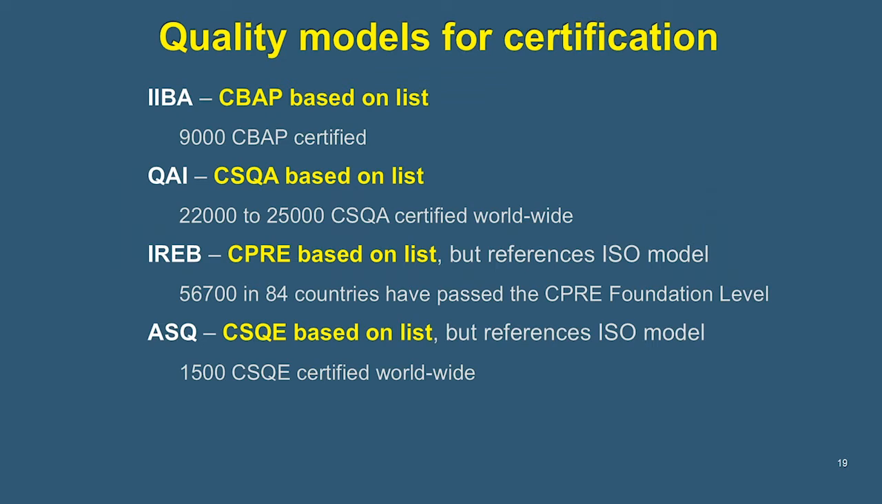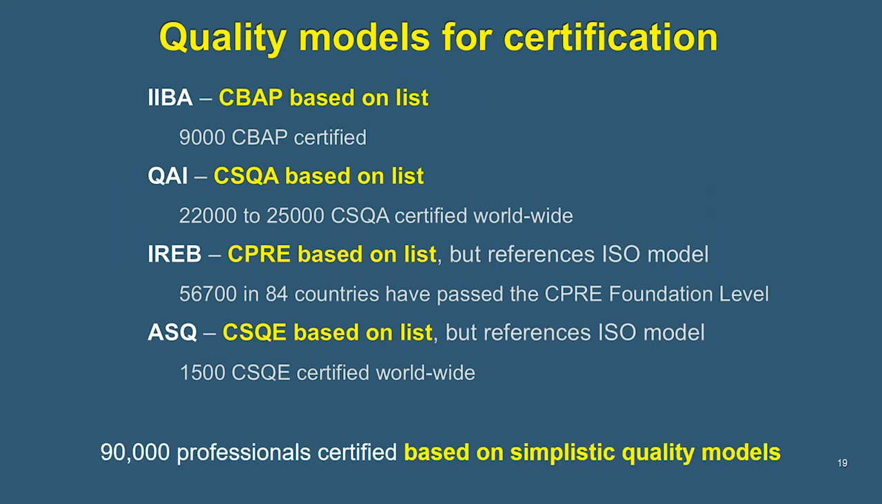So here are those 4 agencies that I talked about that are certifying 90,000 professionals based on the 3 simplistic models. Functional, non-functional, okay, for the types of requirements. It's got that list that I just showed you of 15 almost alphabetized things, and it's got a process that looks like not much.